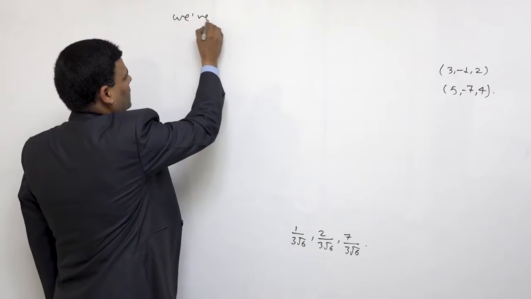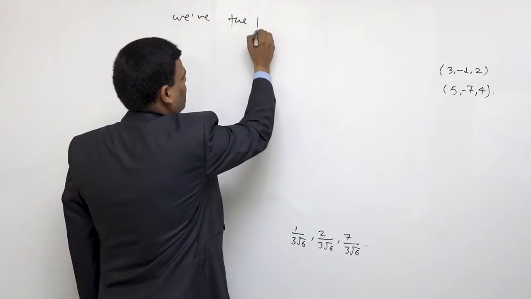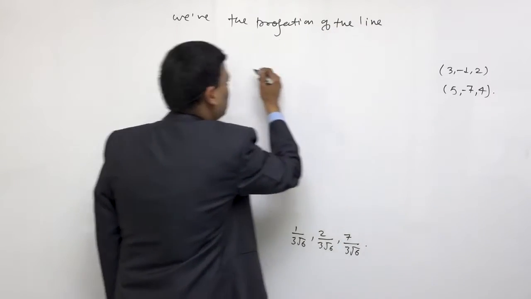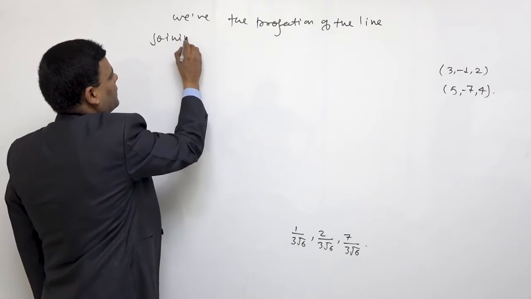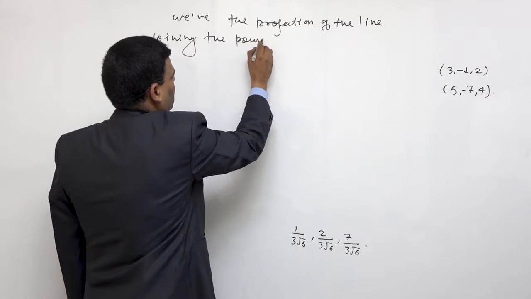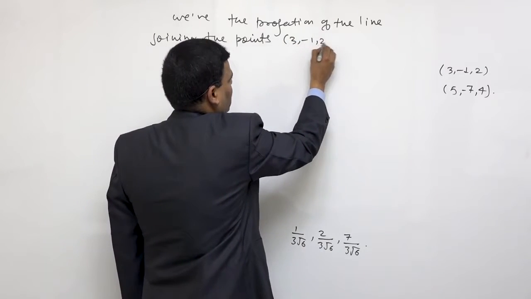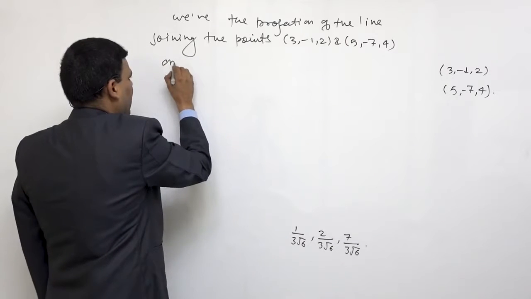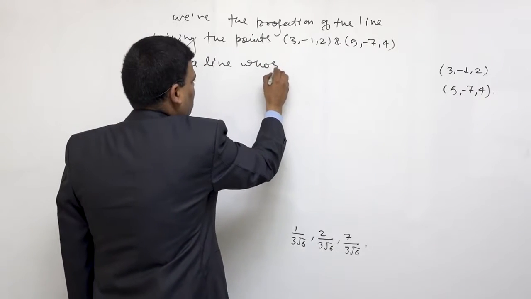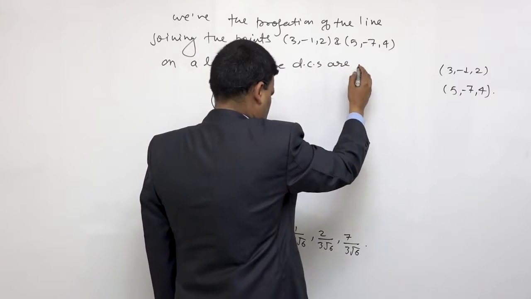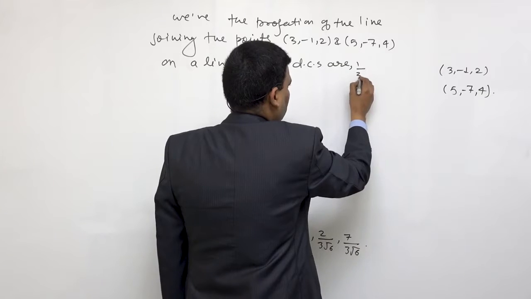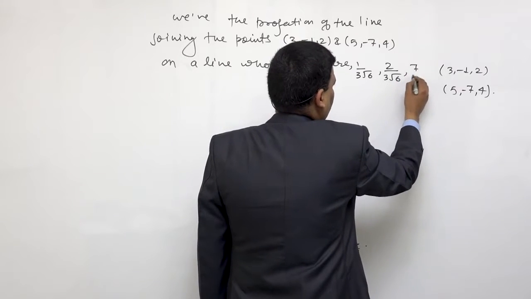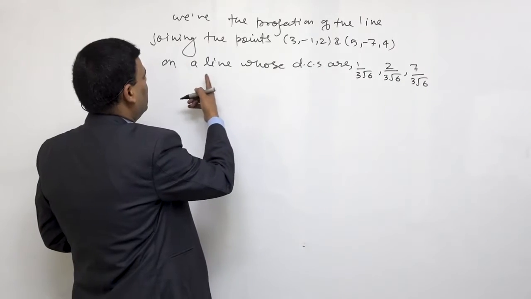We have the projection of the line joining the points 3 comma minus 1 comma 2 and 5 comma minus 7 comma 4 on a line whose direction cosines are 1 by 3 root 6, 2 by 3 root 6, 7 by 3 root 6.